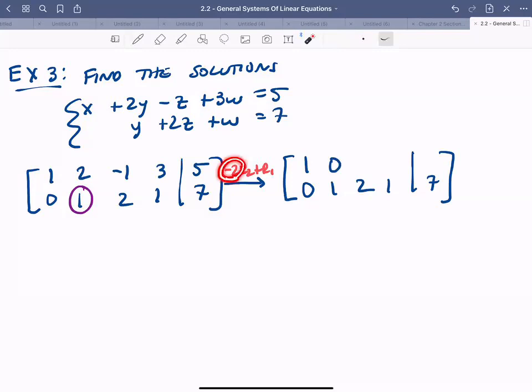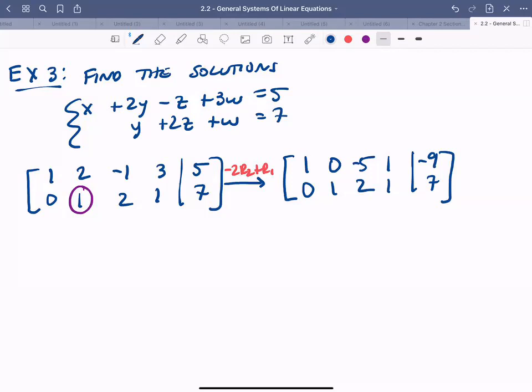Then we have -2 times -1. I'm sorry, -2 times +2, which gives us -4. So -4 minus 1 gives us -5. Then we have -2 times 1, which is -2, and -2 plus 3 is just 1. And then lastly, we have -2 times 7, which is -14, and -14 plus 5 is -9. So this isn't necessarily at the end says 0 equals 0, but look what we have.